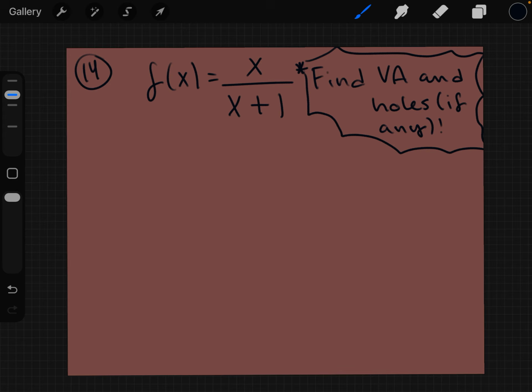Okay, vertical asymptote. So we set the bottom equal to 0. And this is as simplified as it can be, so there are no holes. So this is our vertical asymptote. Very easy.